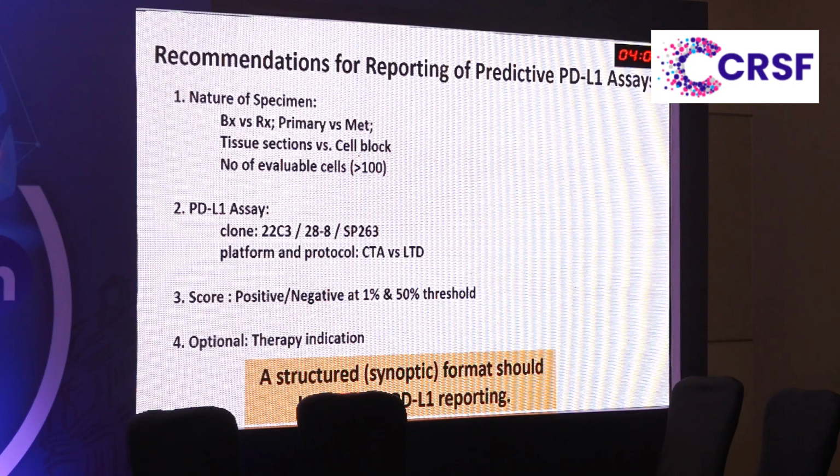At the end, for the PD1, these are the components which should come into the report: the type of the specimen, whether it is adequate or not adequate, whether your controls are satisfactory or not, the type of clone, which platform was used, and finally you give the score.